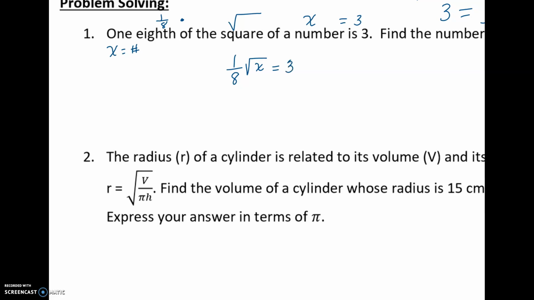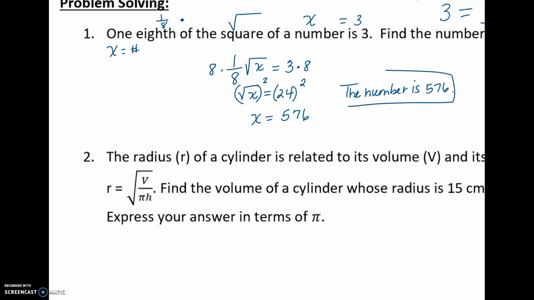So we want to solve this, but before we can isolate x by itself, first we're going to have to multiply both sides by 8. And we get the square root of x equals 24. To undo something that has a square root, we square it. So we're going to square 24. And that happens to be 576. So the number is 576. And that's the answer to that one.